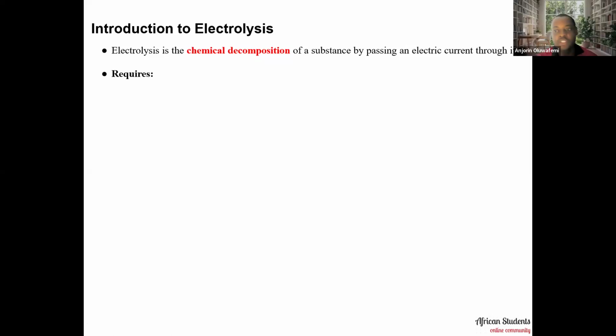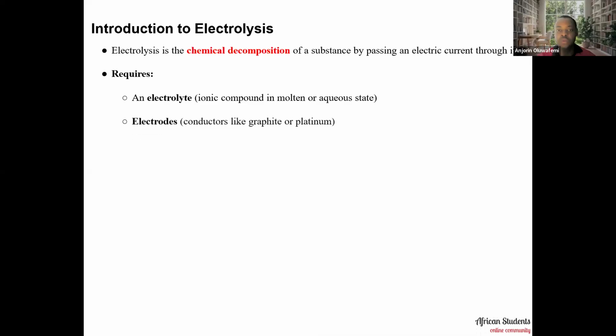What are the requirements for electrolysis to take place? One, we need an electrolyte. An electrolyte is basically an ionic compound in molten or aqueous state. Apart from an electrolyte, we equally need electrodes, and most of the time they come in two, the positive one and the negative one. We'll talk about it as we move on in the course of the lesson. Electrodes are basically conductors like graphite or platinum, and so on and so forth.